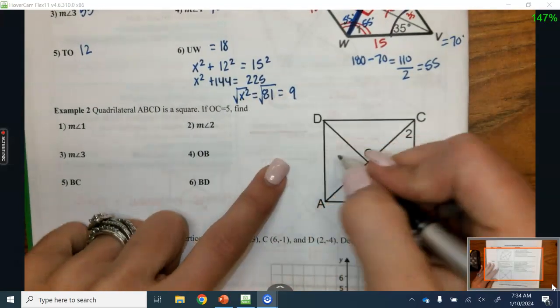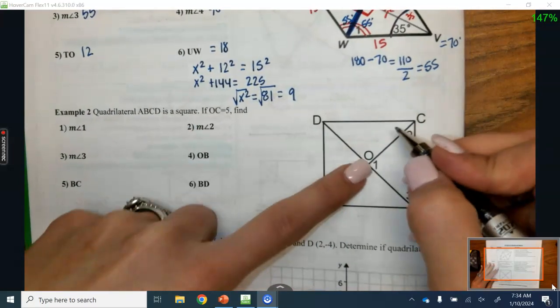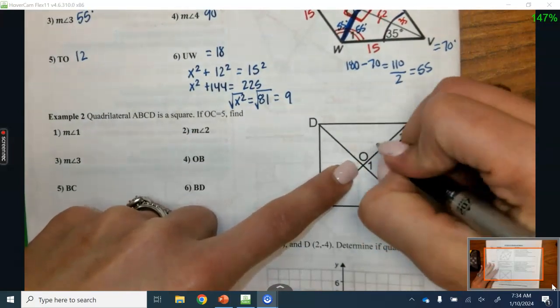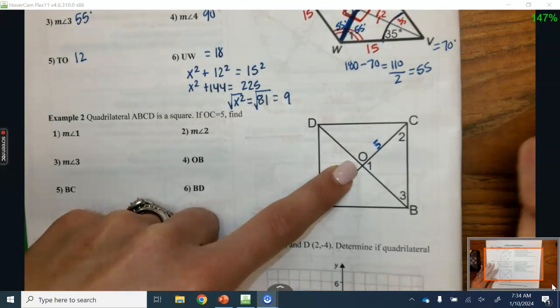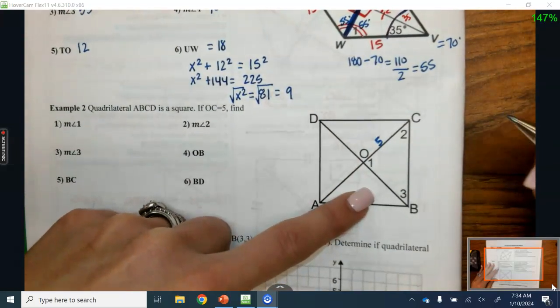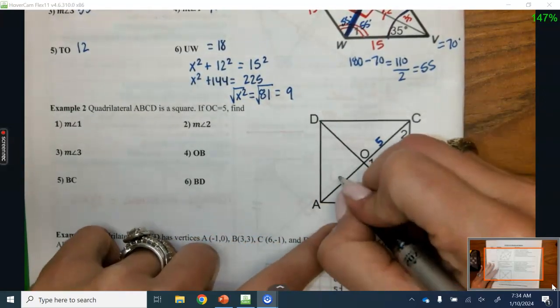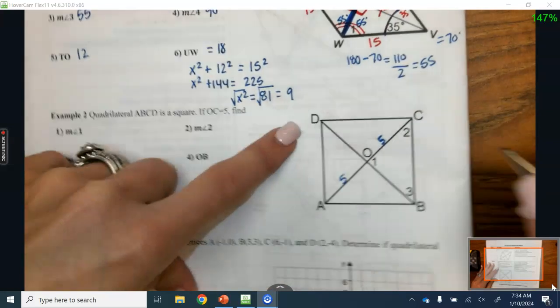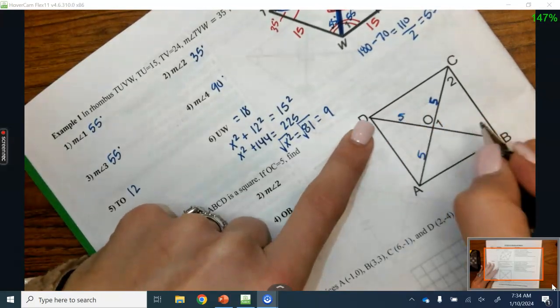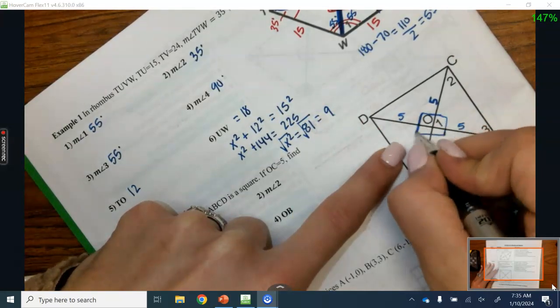Meaning I have 4 congruent sides. Okay, it says if OC, which is part of my diagonal, is 5. Remember, everything in a square is equal. This is also a rectangle. So my diagonals are congruent. So 5 is OC, which means OA is 5, DO is 5, and OB is 5. All the diagonals are congruent.